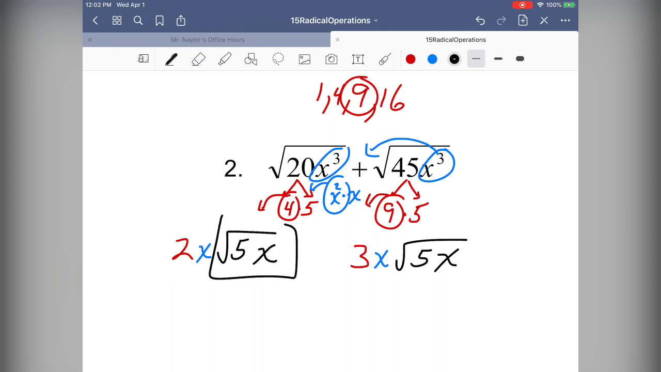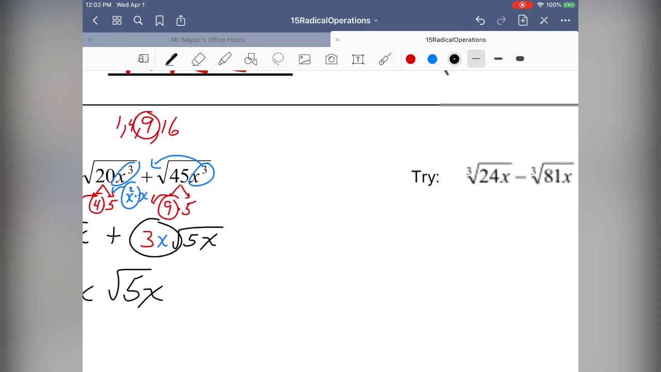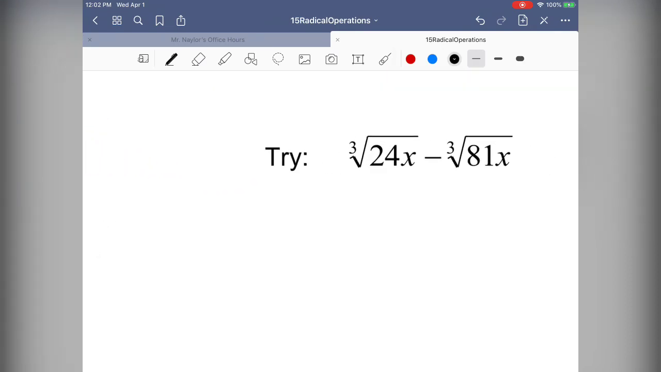Well, these root 5x's are the same. That means that we're allowed to do the addition problem. So we add the 2x and the 3x, and that leaves us with 5x, but the square root of 5x is left behind underneath. You ready to try this problem on your own?